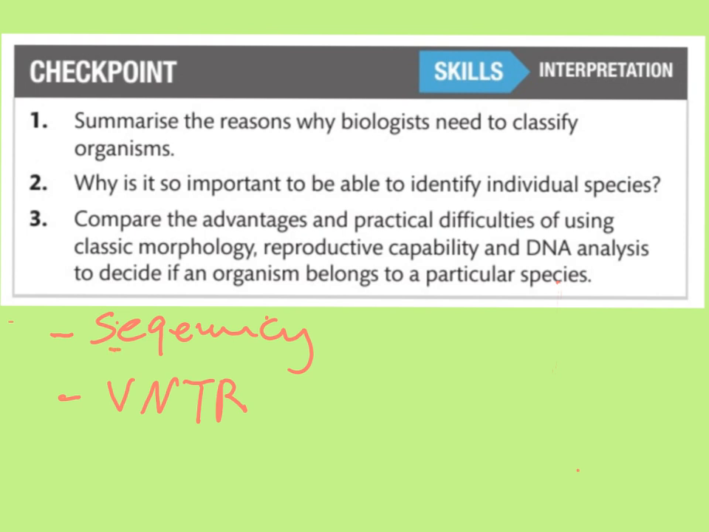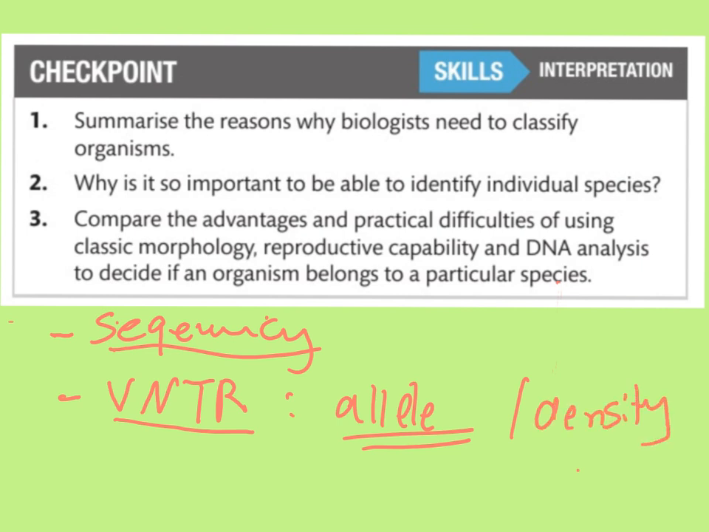The difference between the sequencing and the VNTR is that in sequencing we are looking for the real sequence, A, T, C, G, like this. But the VNTR is looking for the allele, which depends on the density, the whole allele, not each sequence. But both of them look for the similarities and relatedness of living organisms. But what is the problem here? What is the difficulty?